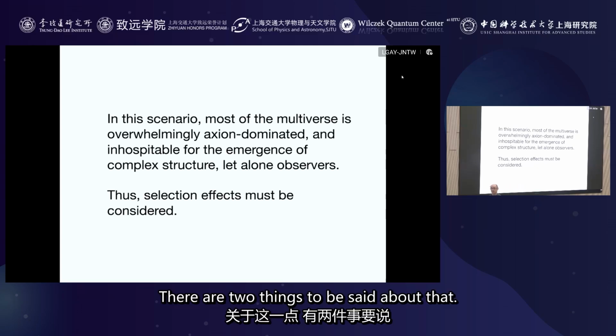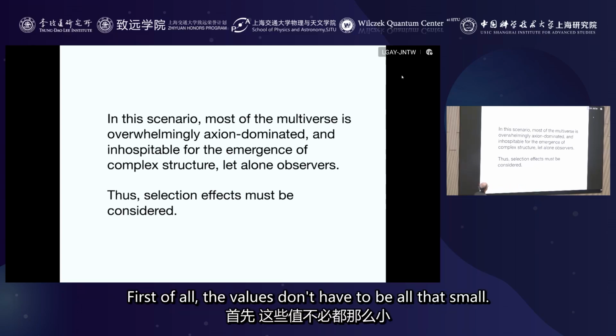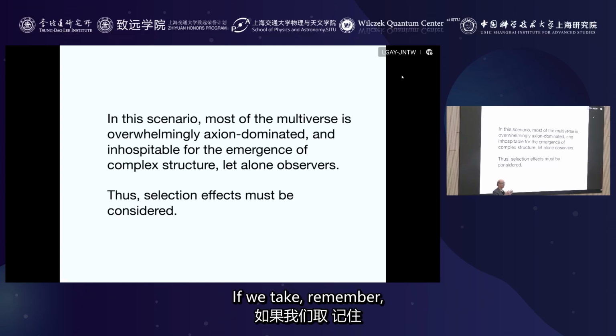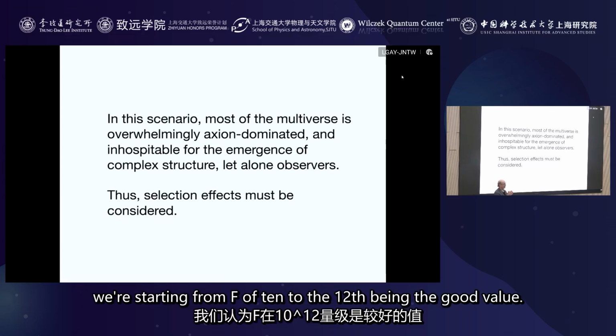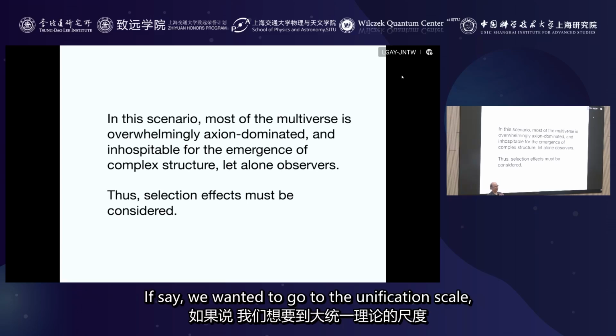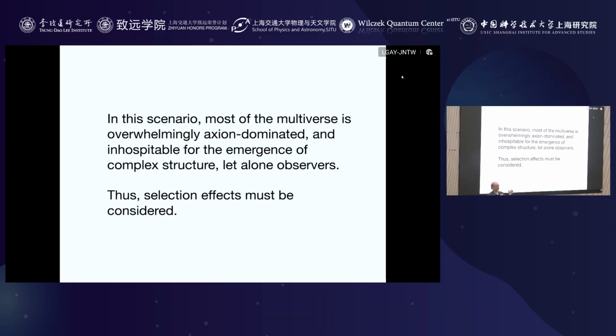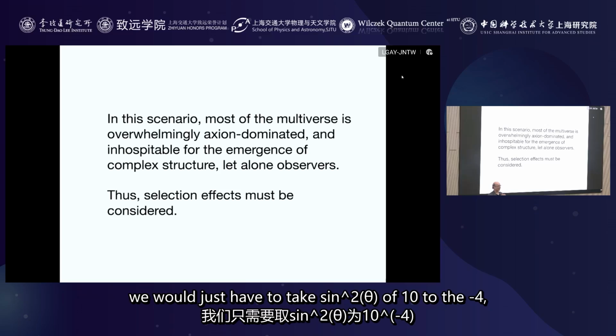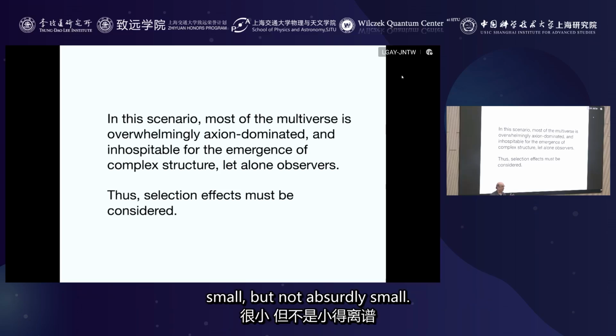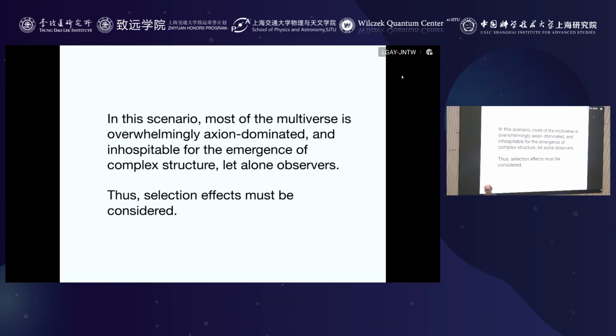And there are two things to be said about that. First of all, the values don't have to be all that small. If we remember, we're starting from f of 10 to the 12th being the good value. If, say, we wanted to go to the unification scale, we would just have to take sine squared theta of 10 to the minus 4, which is small, but not absurdly small. However, we can do better than that.